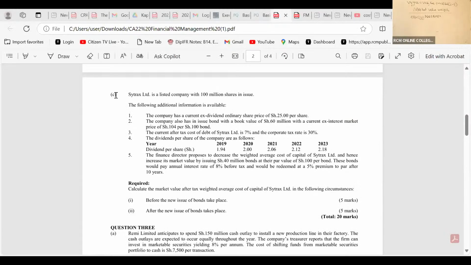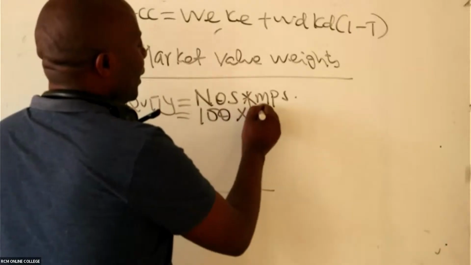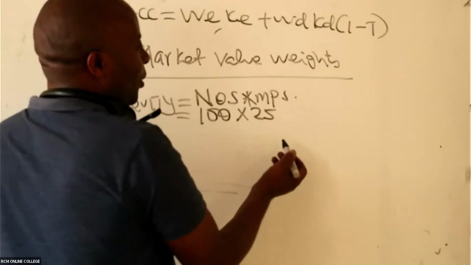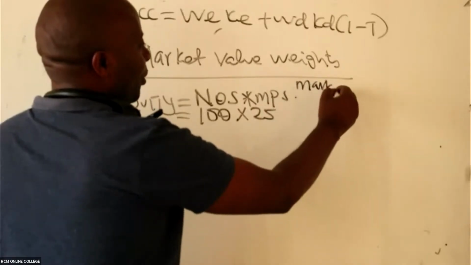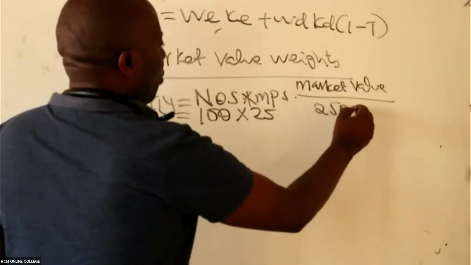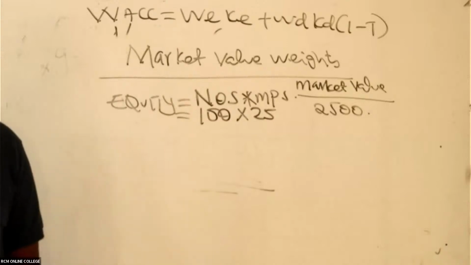You can see here, Syntax has got how many shares? 100 million. So the number of ordinary shares is 100. Have they given us the market price per share? Oh yes, 25. So this gives us a market value of 2,500.